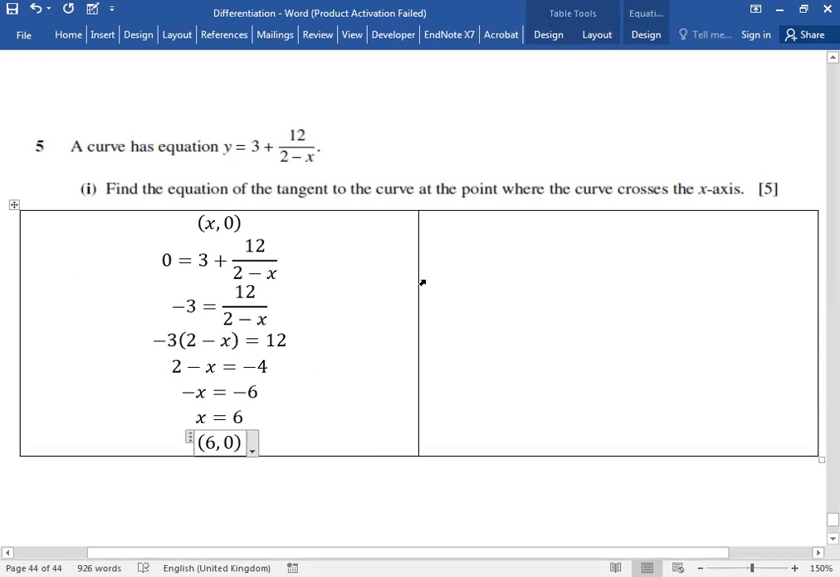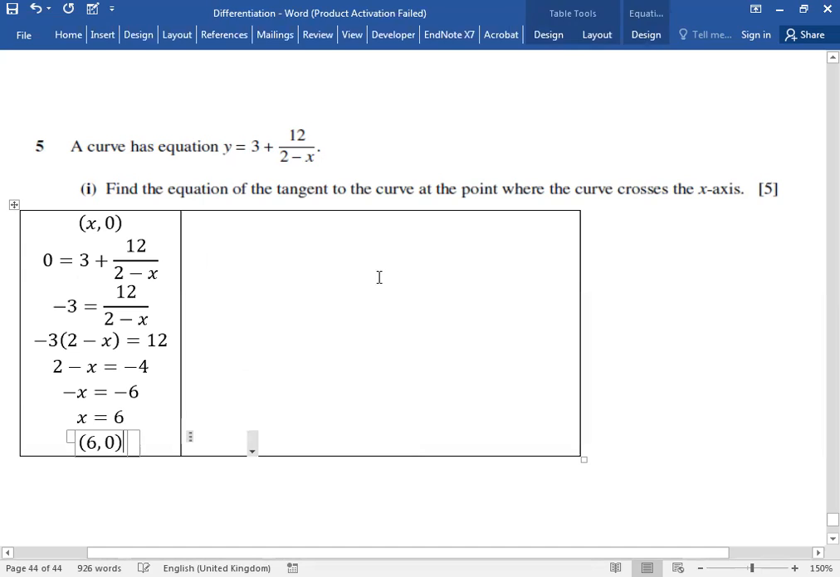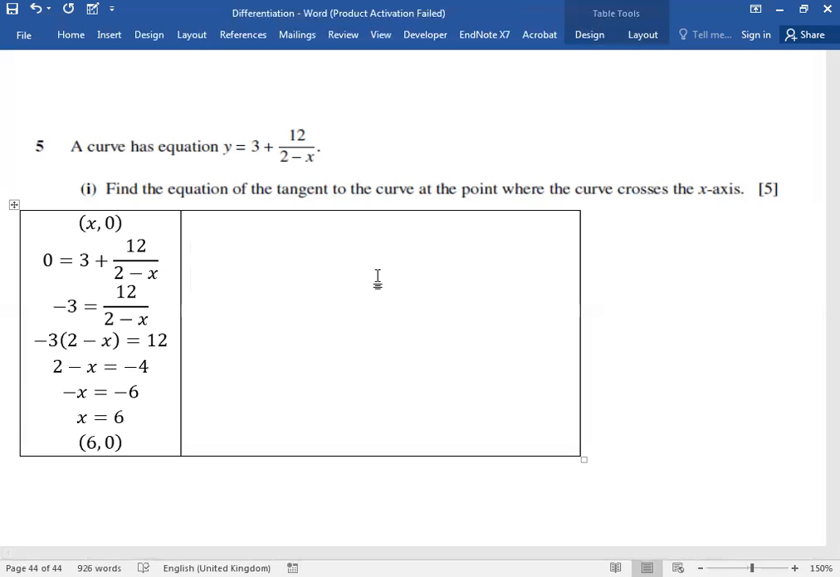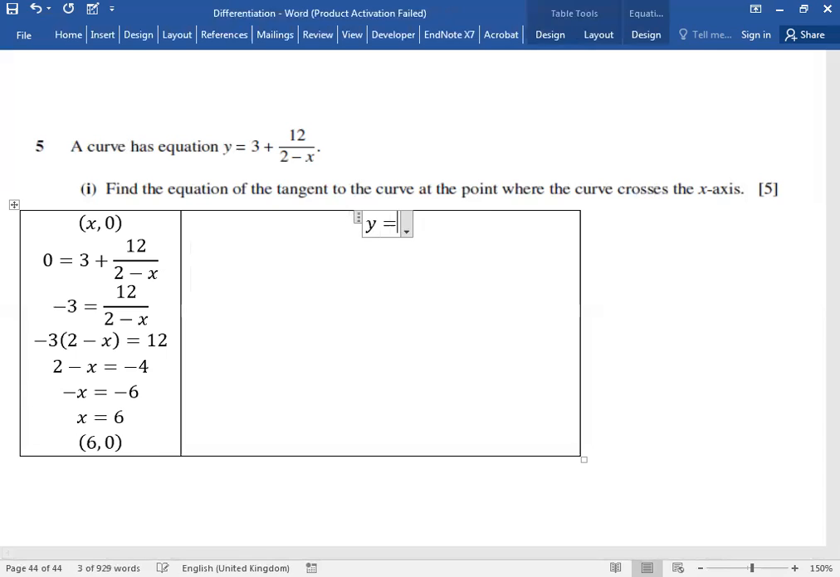Now the other thing that I need is the gradient. How do I find the gradient? We have 4 methods of finding the gradient. But when we are finding the gradient of a tangent or a normal to a curve, we use differentiation. So before differentiating, let's simplify this expression so that we can differentiate it.